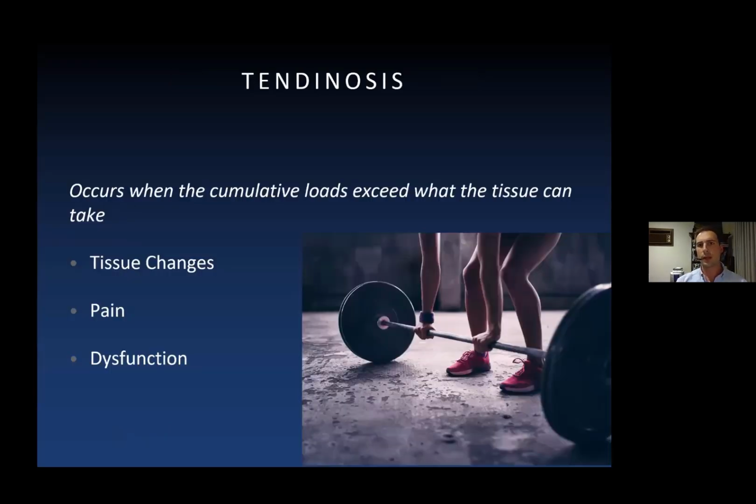So the first thing is really, what is tendinosis? The way I see tendinosis is it's effectively a breakdown in the tendon, and it occurs when the cumulative load exceeds what the tissue can take. And there are tissue changes which are apparent. They can sometimes be apparent palpably, such as with mid-portion Achilles tendinopathy. We can feel that palpable fusiform thickening of the tendon. We can see those changes on ultrasound as well. We can see an increase in ground substance in the tendon. We see the tendon becoming disorganized. And we can start to see increases in vascularity. So we start to see tissue changes.